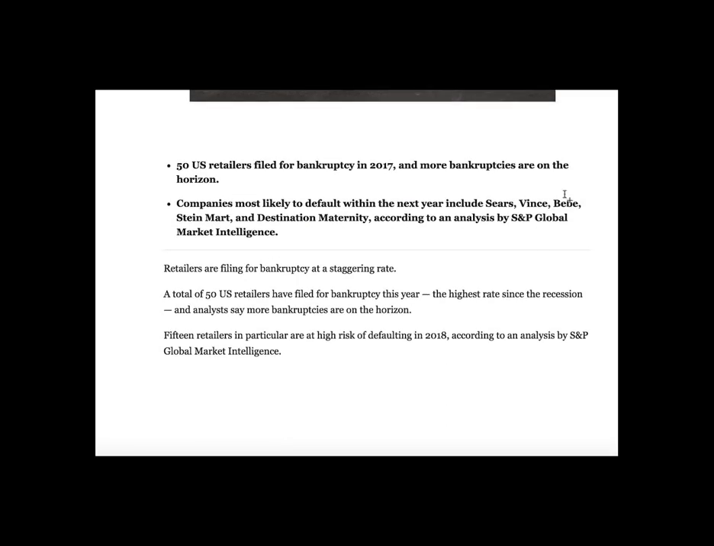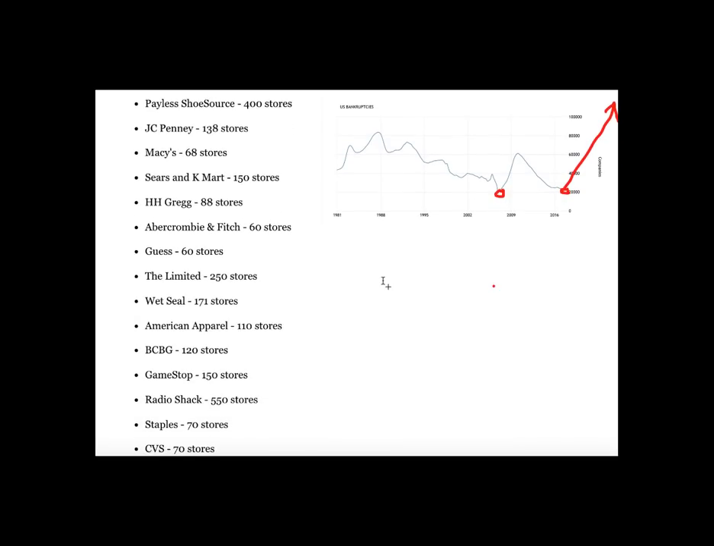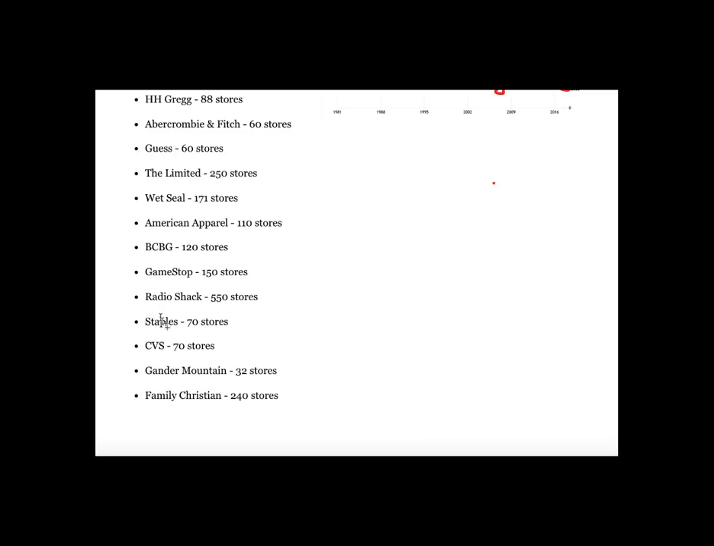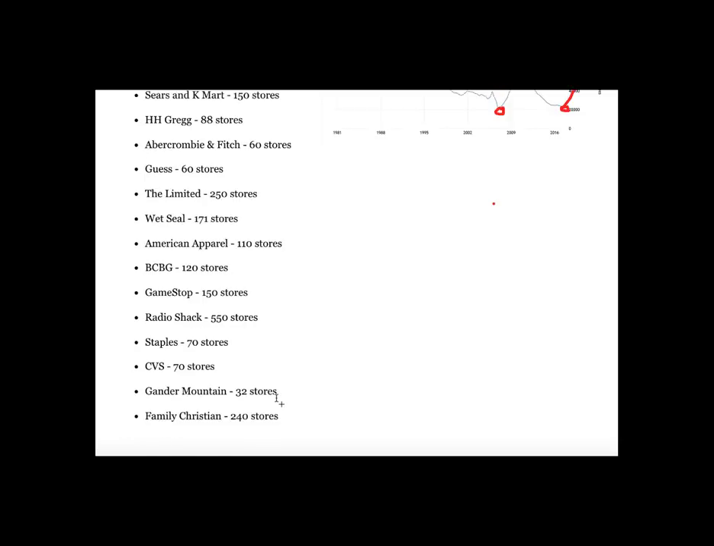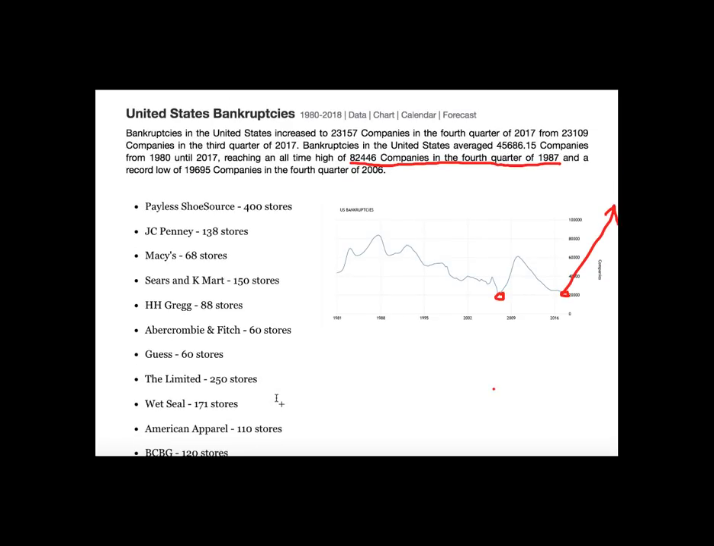Now we're talking about Sears going out of business, Vince Baby, Destination Maternity, and a bunch of other ones. The list goes on. Of course, you've got JCPenney, Abercrombie and Fitch, Guess, and we're not talking about a small number of stores. Of course, 550 stores for Radio Shack, GameStop 150 stores, American Apparel 250 stores. Look at these numbers. We're not talking about just a couple of closures of these stores.